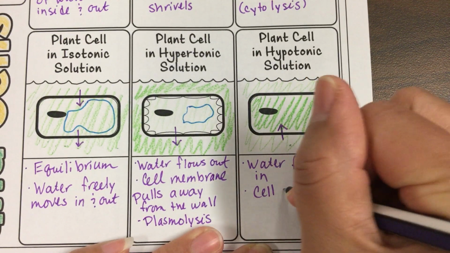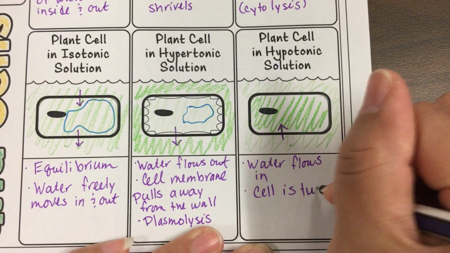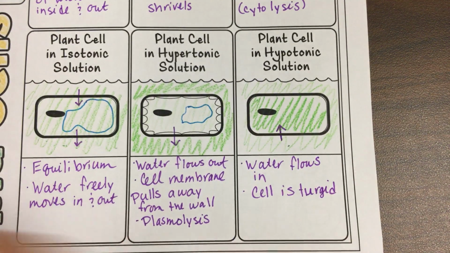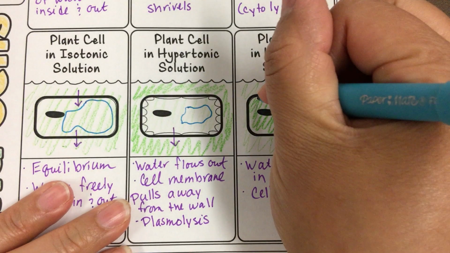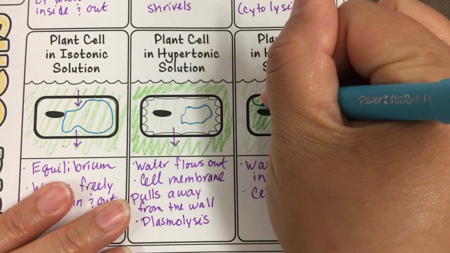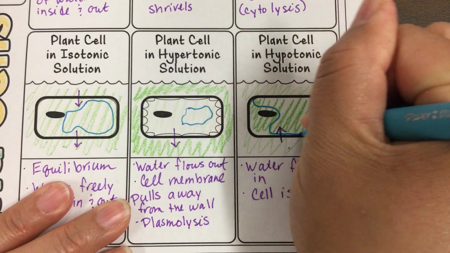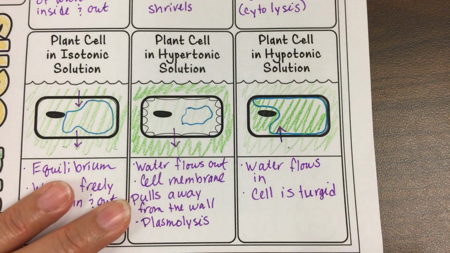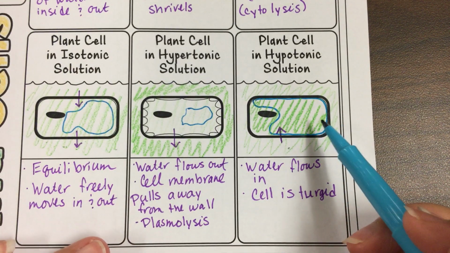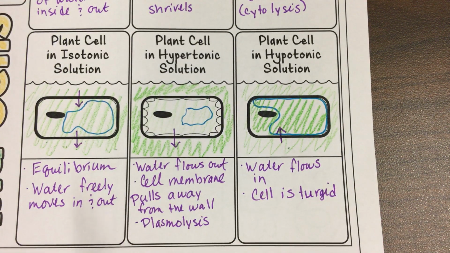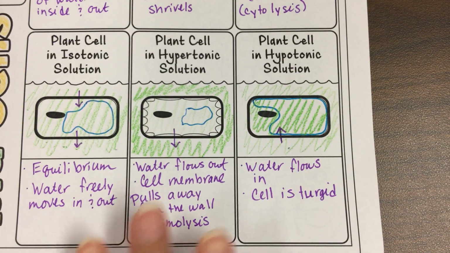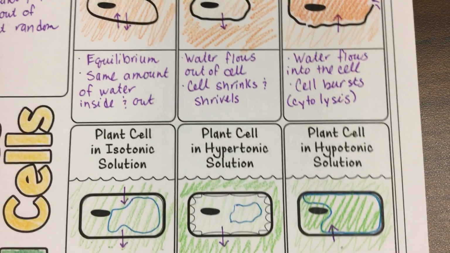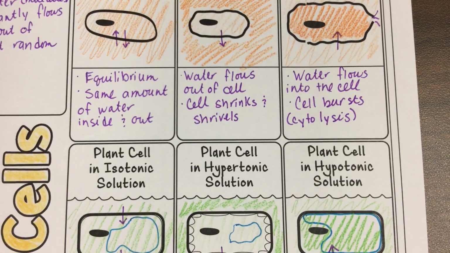And in this case, the cell is turgid. What that means is that my central vacuole is all pressed up against this membrane and against the wall, and so it's all full of water. This is what plants actually like. And that cell wall is going to prevent it from exploding. So these are different scenarios for different solutions for plant and animal cells.